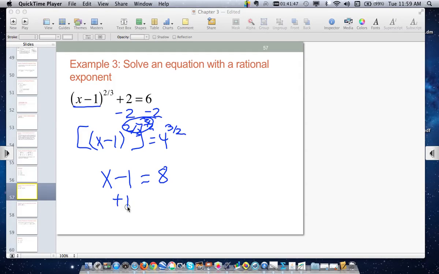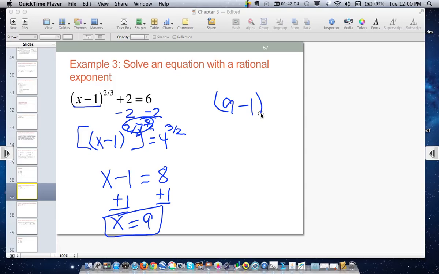Of course, you can also use a calculator. Simplify these baby steps. Add 1 to both sides, and x is equal to 9. So take a look at our calculator. Let's plug in our solution to make sure it is true.